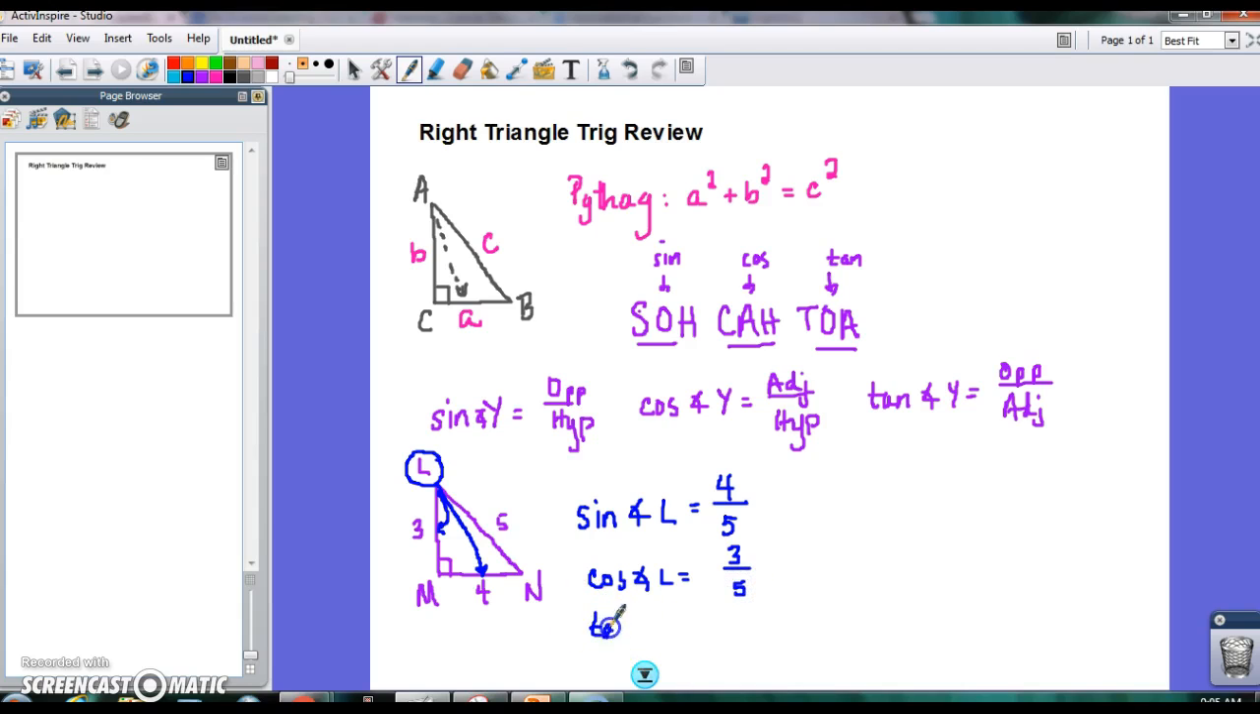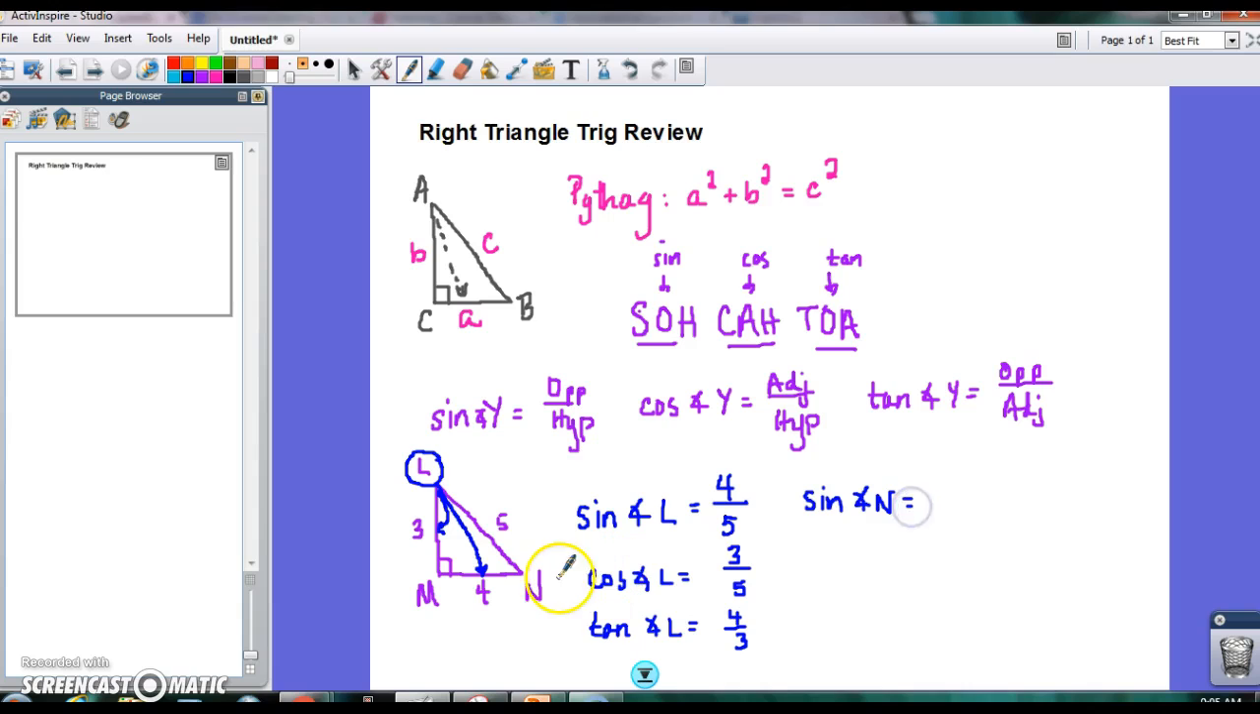And if I did the tangent of angle L, tangent is in relation to angle L, the opposite over the adjacent, so that would be 4/3. Okay, similarly, I can do the same thing with angle N.